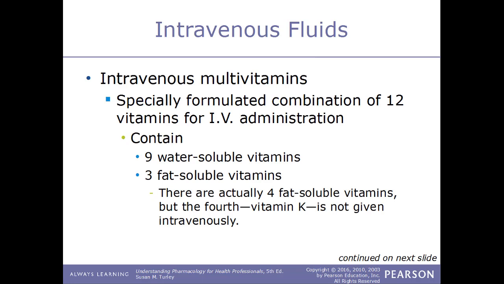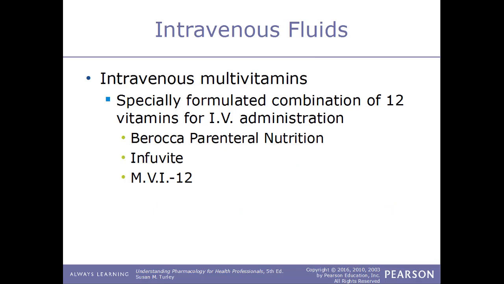Another type of IV fluid that could be given are intravenous multivitamins. These are specially formulated combination of 12 vitamins for IV administration. And these will contain 9 water-soluble vitamins and 3 fat-soluble vitamins. And there are actually 4 fat-soluble vitamins, but the 4th is not given intravenously, which is vitamin K. And some examples of an IV multivitamin fluid that could be given: Parenteral Nutrition, Infuvite, and MVI-12, which is just an abbreviation for multivitamin infusion 12 in reference to the 12 vitamins that are given.